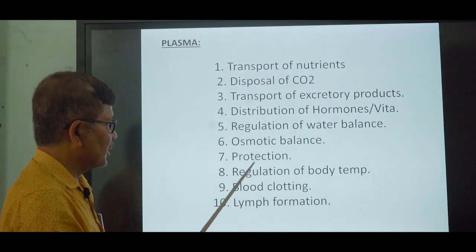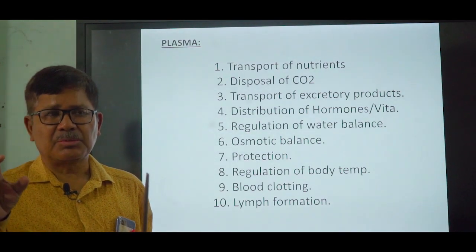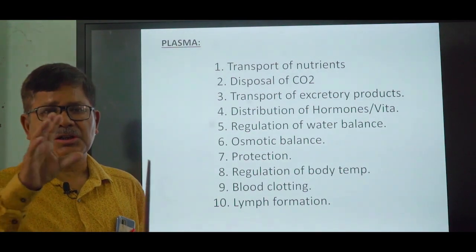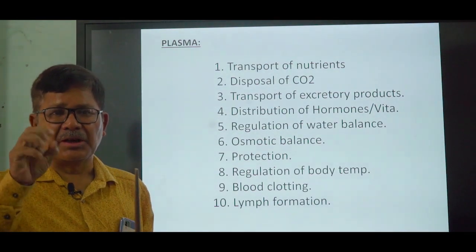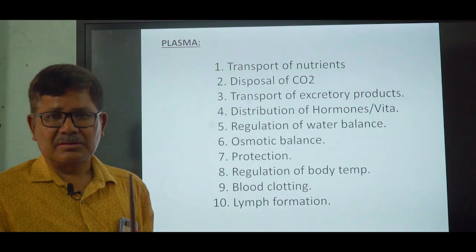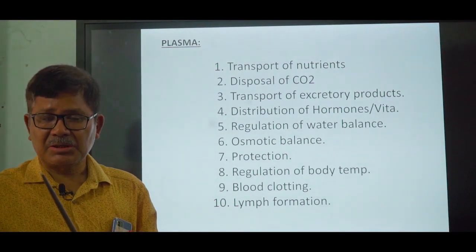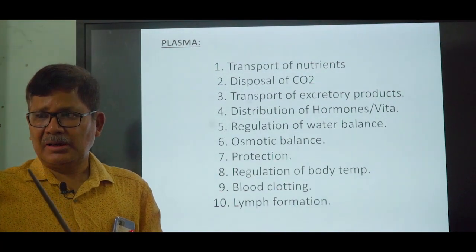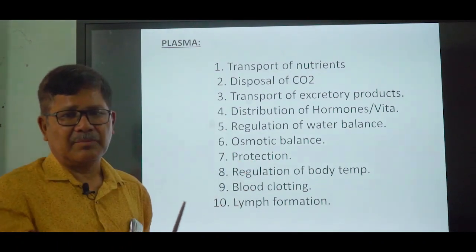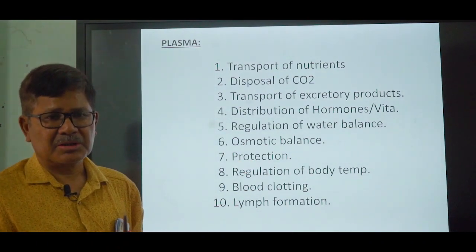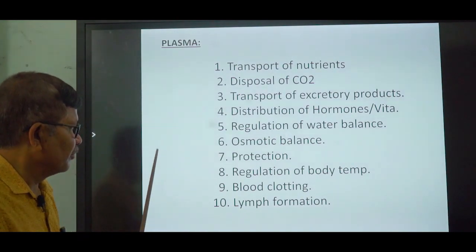Then regulation of body temperature. In some parts of the body, heat is always lost, and in some parts of the body, heat is always gained. So where heat loss occurs, the plasma will transport the gained heat to the heat-lost area and supply that temperature to maintain the body temperature fixed, that is 37 degrees centigrade.